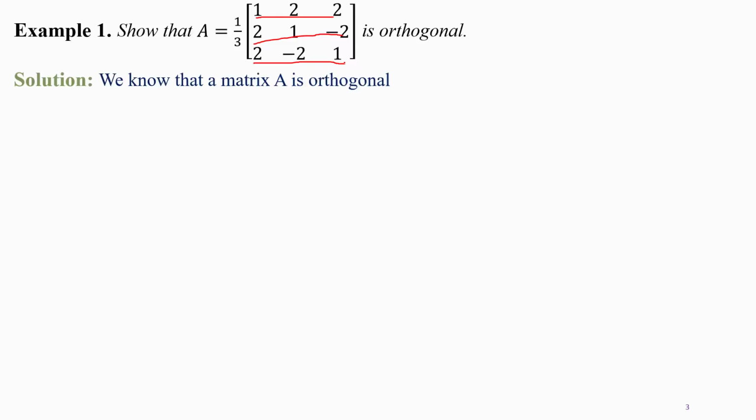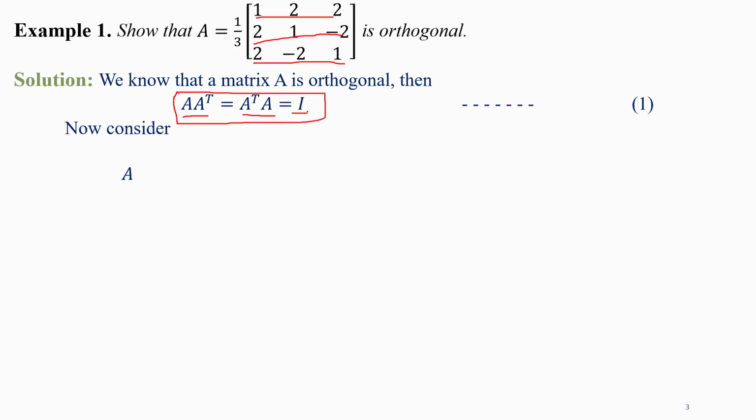We know that if a matrix is orthogonal, then A into A transpose is equal to A transpose A, which is equal to I. This is the definition of an orthogonal matrix.